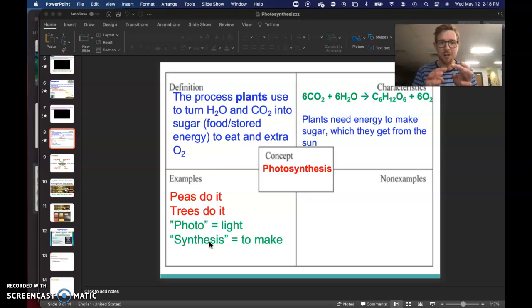Synthesis, to make. So it makes energy from light. Photosynthesis. That's where the name comes from. Put in your own non-example.